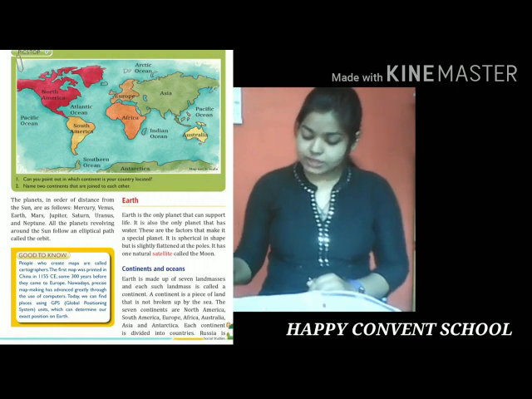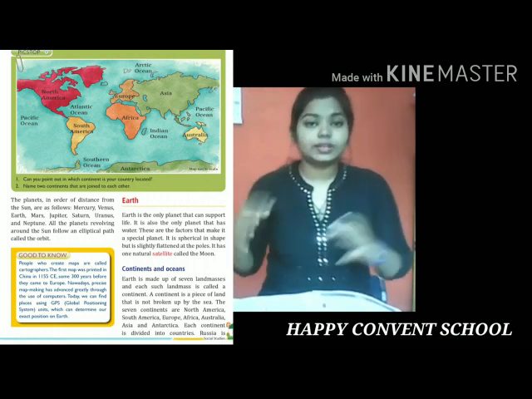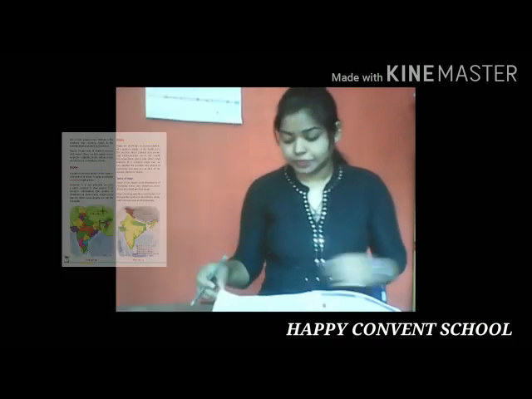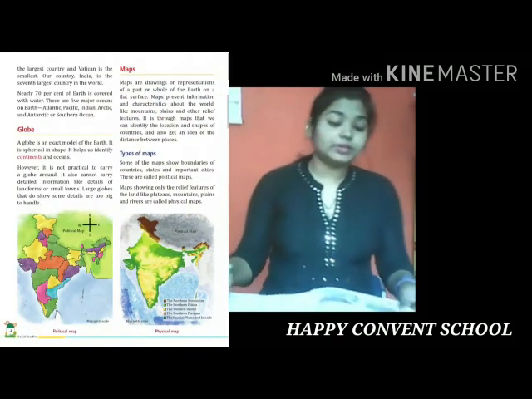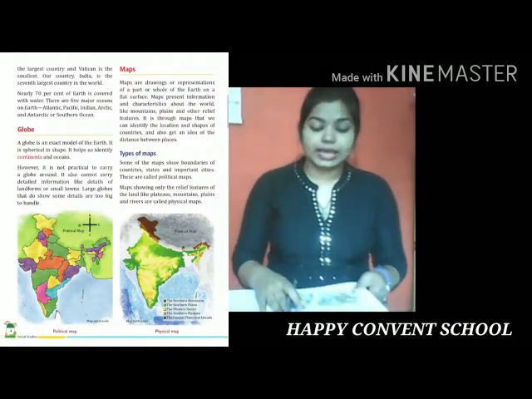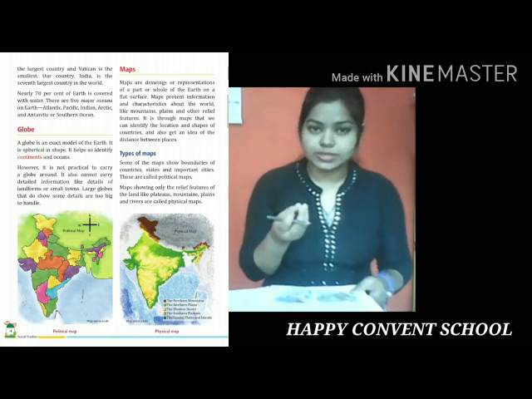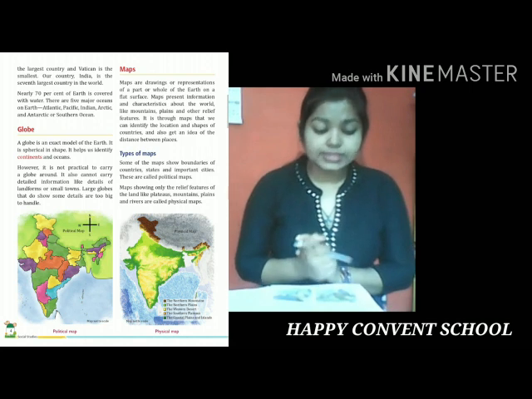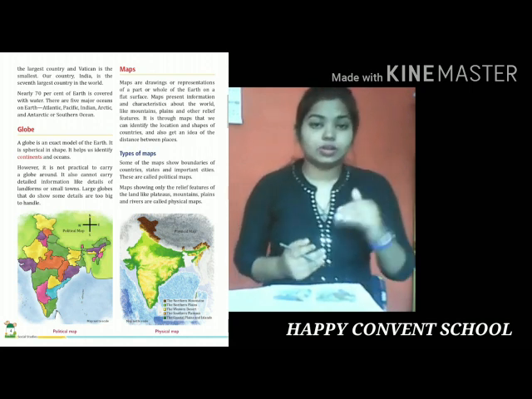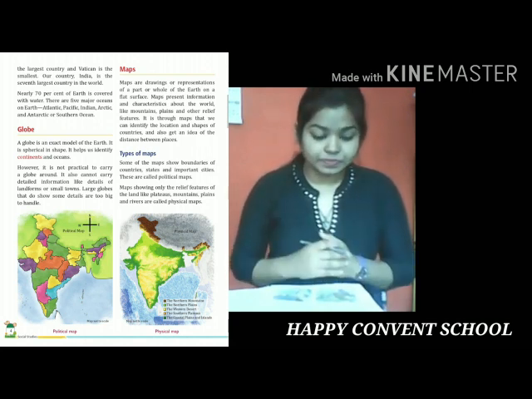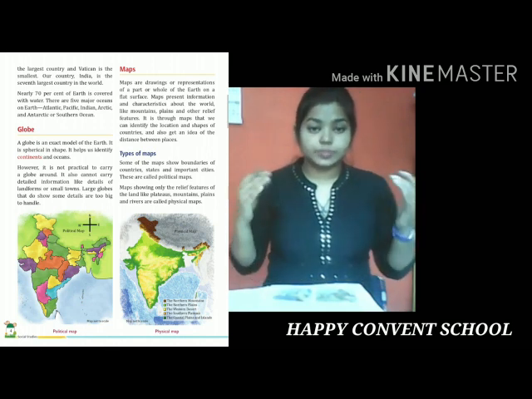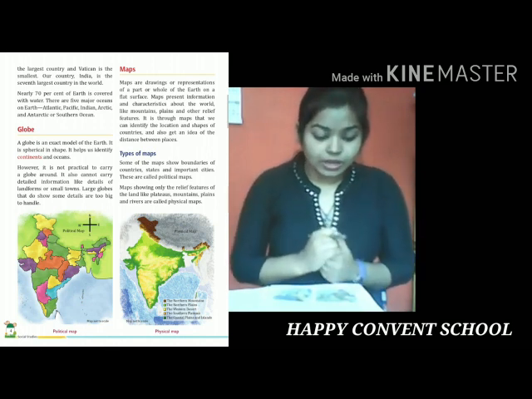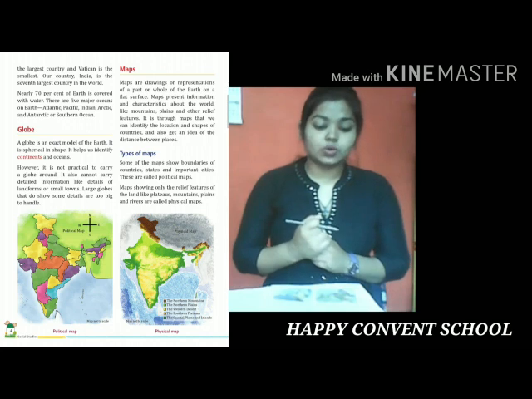Each continent is divided into countries. So inside each continent there are various countries. Among them, Russia is the largest one and Vatican is the smallest one in terms of size. Our country India is the 7th largest. So the position of our country is 7th in respect of size.